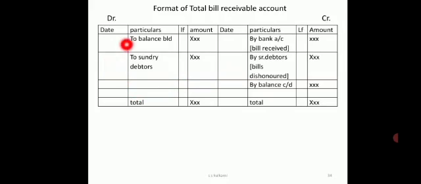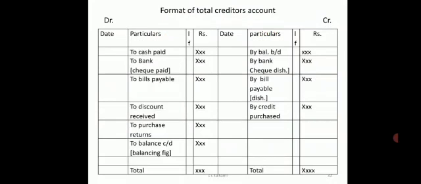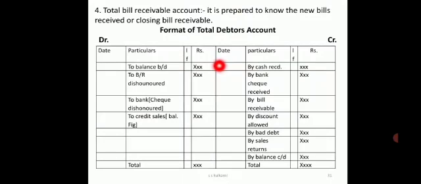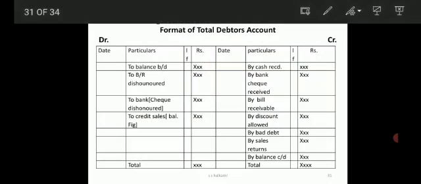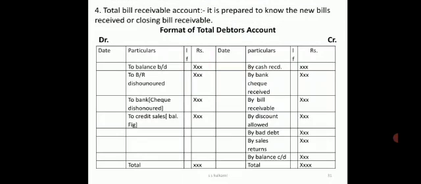So I hope these formats are clear to you all, and in the next class we'll see how to solve the problem. By the time, just practice these formats so that you will be able to solve the 6 marks problems very easily. So remember students, for 6 marks either creditors account or debtors account, any one of the accounts may be coming for the examination. Till then be safe and thank you.